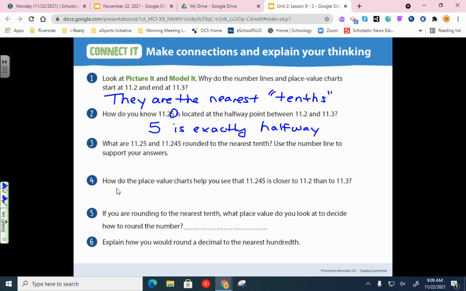We're not going to do that. 11 25/100 equals 11 3/10. And then 11 245 thousandths equals 11 2/10. How do the place value charts help you see that 11 245 thousandths is closer to 11 2/10 than to 11 3/10?